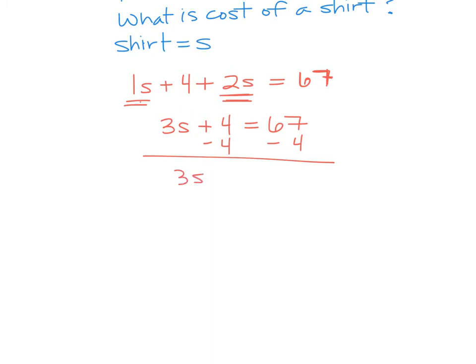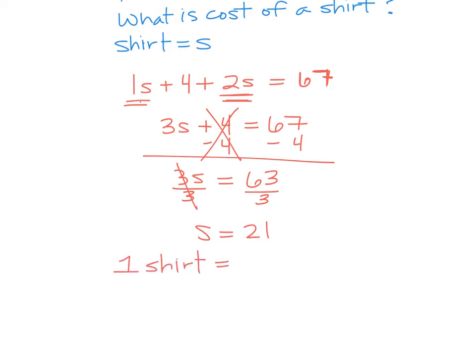Thank you. Okay, so this is gone. 67 minus 4 is 63. Okay, what do you do next? You divide by 3. Okay, so 63 divided by 3 is 21. Now here's my question. What does that mean? $21. Okay, so one shirt is $21.